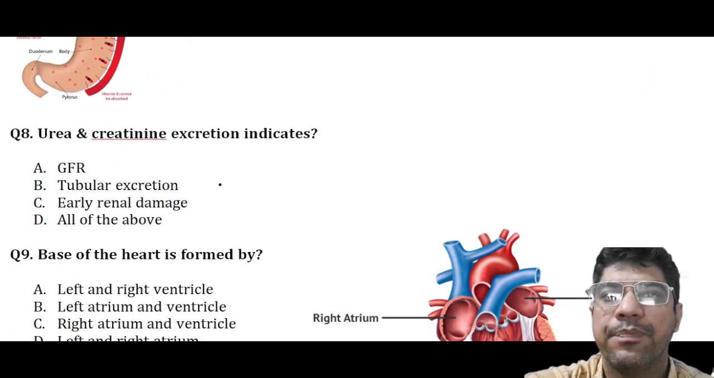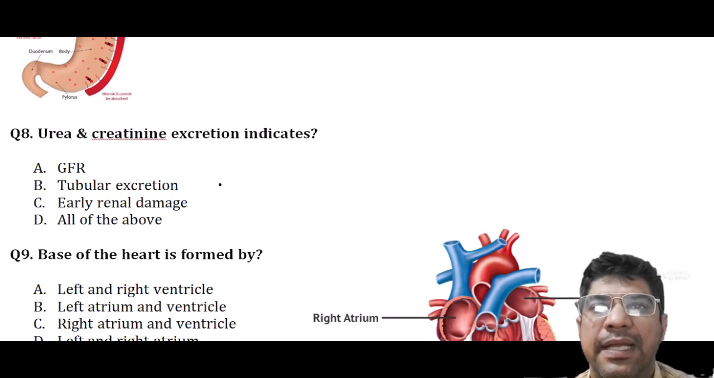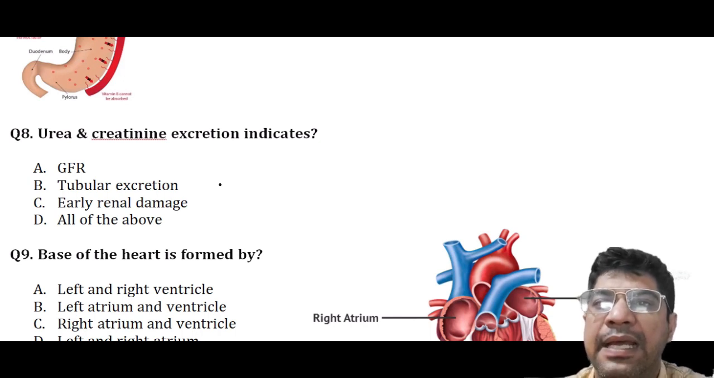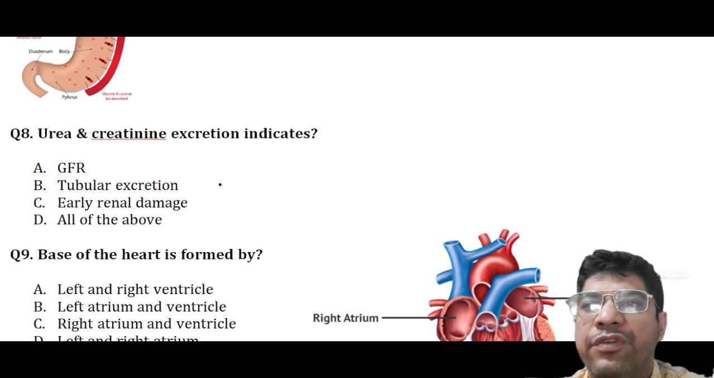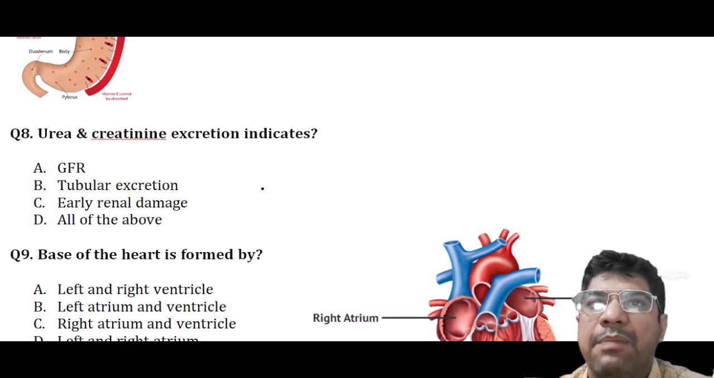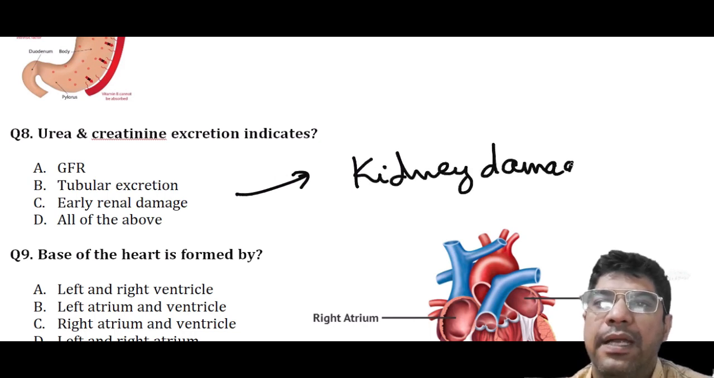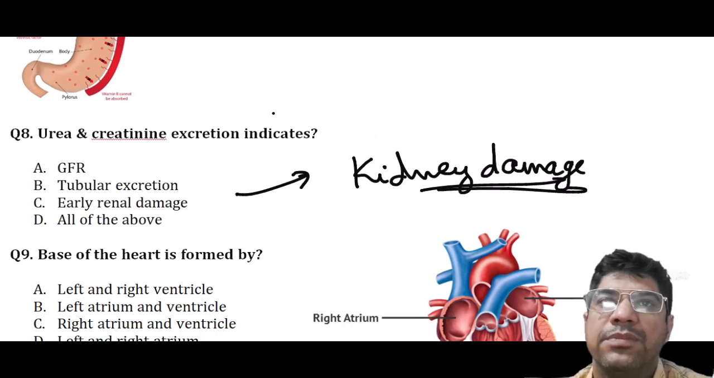Moving to the next question. Urea and creatinine excretion indicates early renal damage. An increase in the level of urea and creatinine in the urine may suggest that the kidneys are not functioning properly and there may be kidney damage. So that can give an early indication of renal problems.